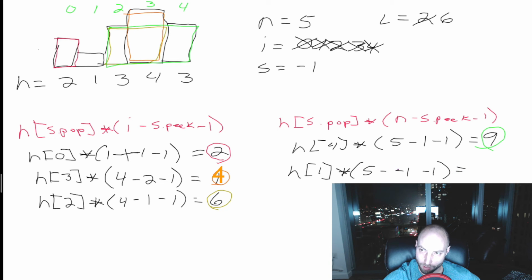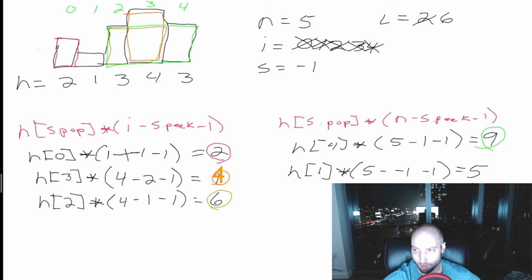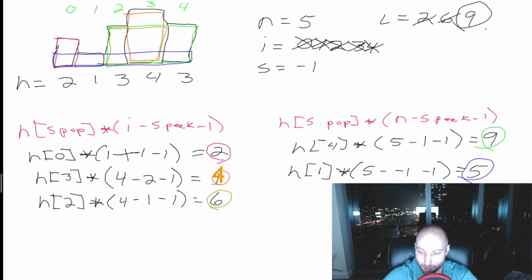And so that's 6 minus 1 is 5 times the height at 1 is 5 times 1 is 5. And that rectangle is actually, let me pick a color here. We haven't used blue. That's this entire rectangle here. Okay, and now there's no more elements in the stack. And so winner, winner, chicken dinner. Largest rectangle is, well, not 6, it was 9 down here. I forgot to update that. So largest rectangle was 9.